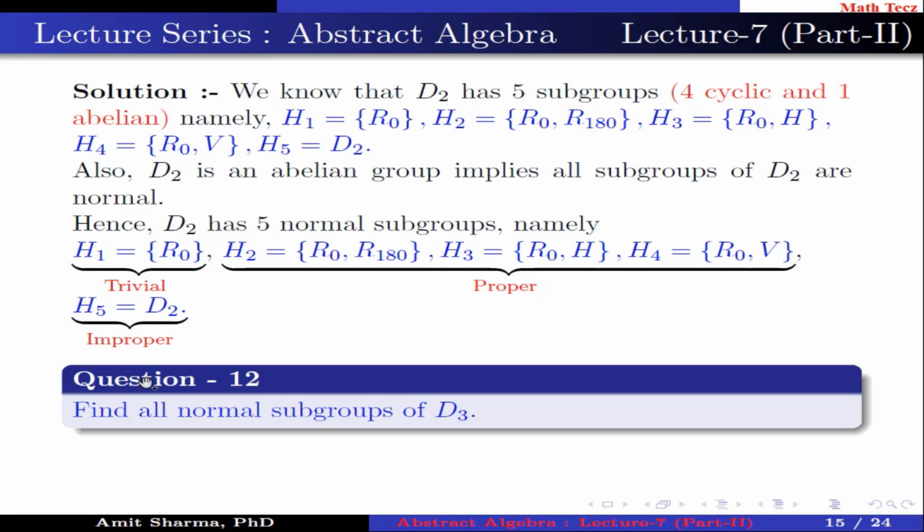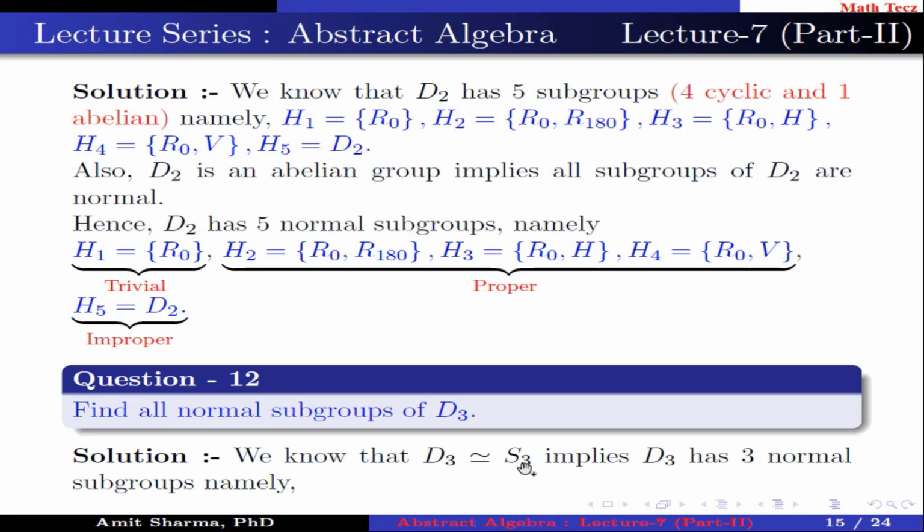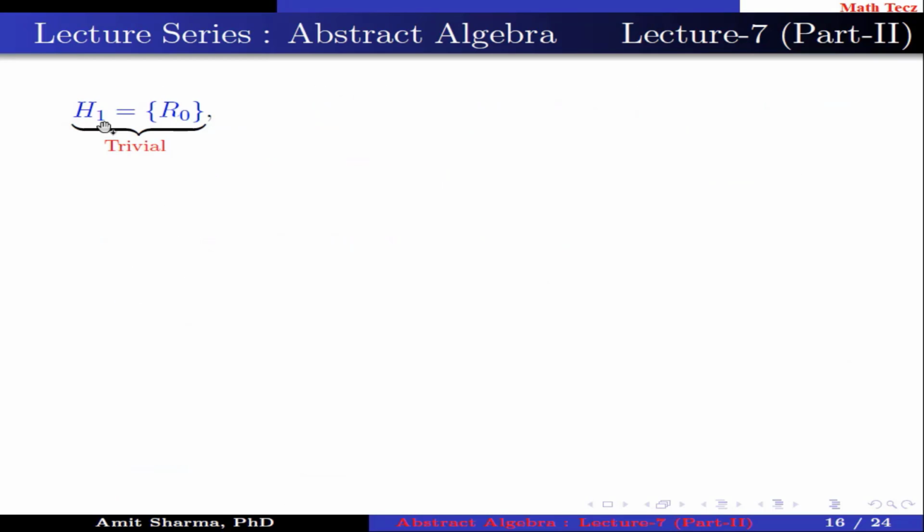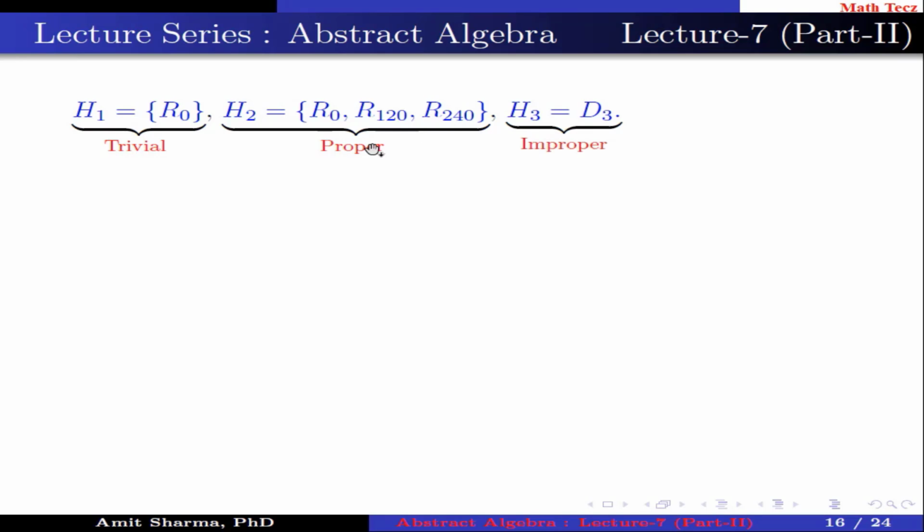Question number 12. Find all normal subgroups of D3. We know that D3 is isomorphic to S3, implies D3 has 3 normal subgroups, namely H1, which is equal to R0, a trivial normal subgroup, H2 containing the elements R0, R120, R240, which is a proper normal subgroup, and H3 equal to D3, which is an improper normal subgroup.